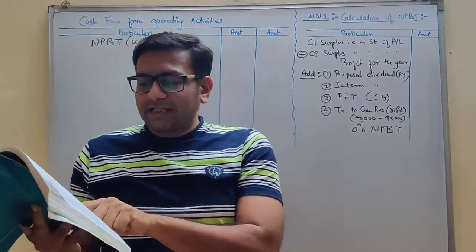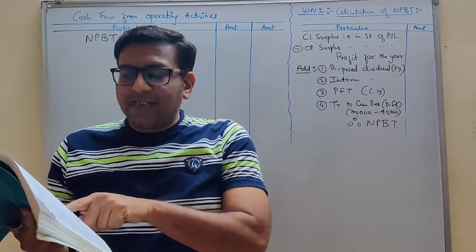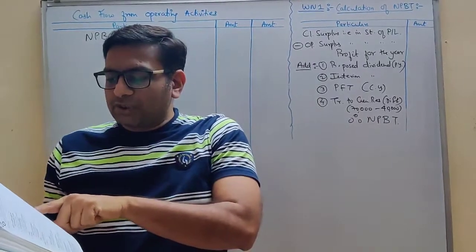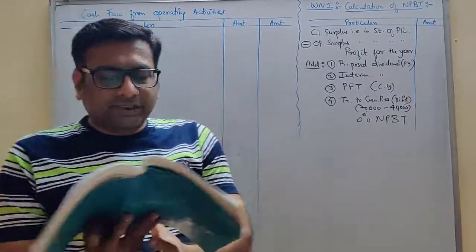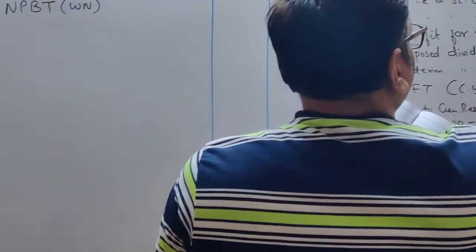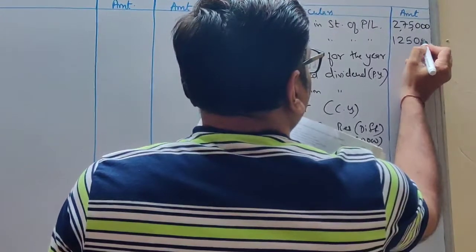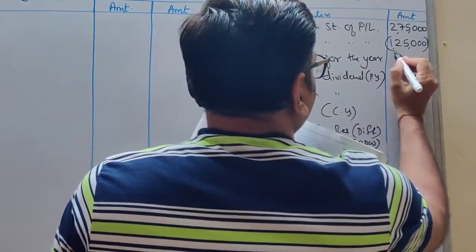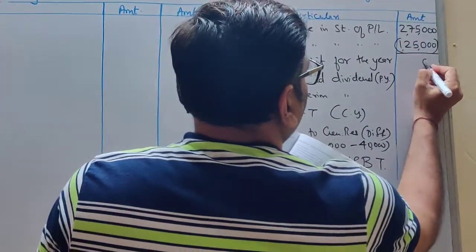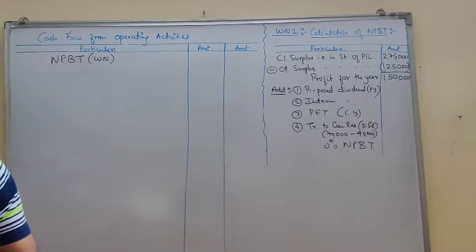For the current year, they have given 2,75,000. This will be your closing surplus. What was your opening surplus in the previous year? It was 1,25,000. Let's take a note of this in our working note. Your closing surplus is 2,75,000 and your opening surplus is 1,25,000. Now you subtract this, 275 minus 125, and you will get profit for the year, which is 1,50,000.